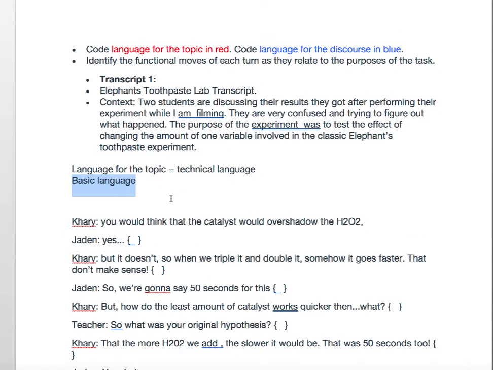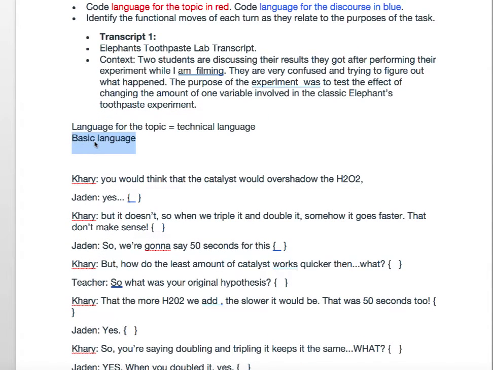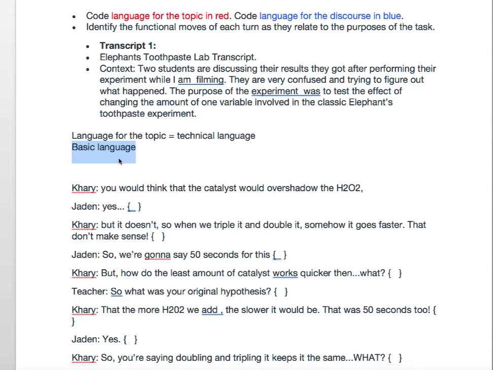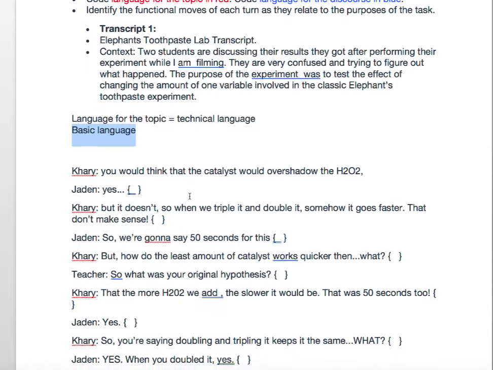Okay, so what I'm going to do is go through this and find the obvious technical language and code that in red first. And along the way, if I see some basic language referring to the language of the topic as well, I'll probably code that in red as well, because it is talking about the topic, but that might be basic words. But I just want us to recognize in advance that if I was our content teacher, I'd want to be pushing that learner towards more technical language, not artificially so. I want to keep things authentic, but all right.